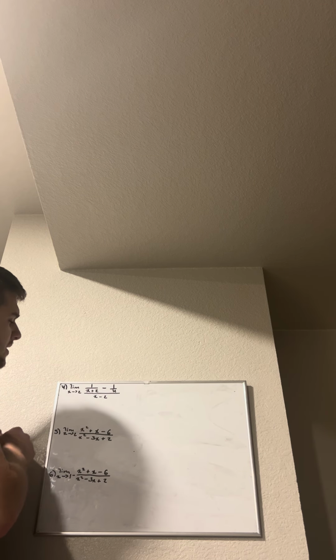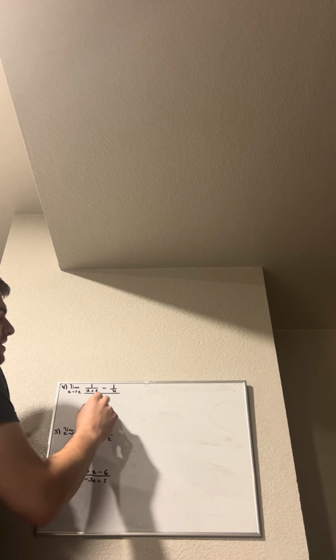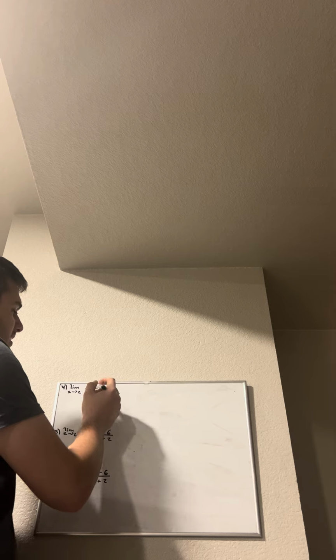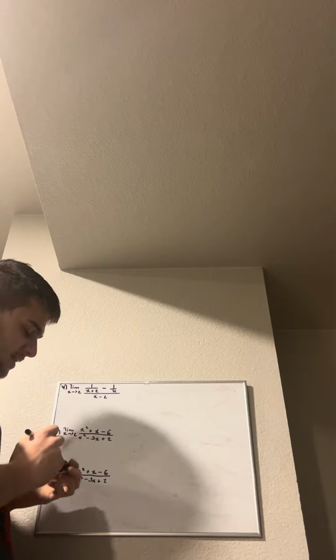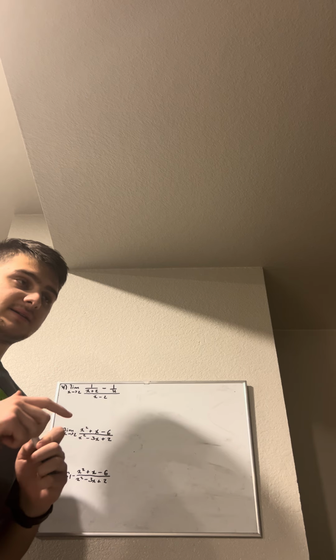So number 4 we have the limit as x approaches 2 of 1 over x plus 2 minus 1 over 4, all over x minus 2. So what do we want to do first? We want to plug in the 2 into the expression in order to see if this is an indeterminate form, or if we can get the answer right off the bat.